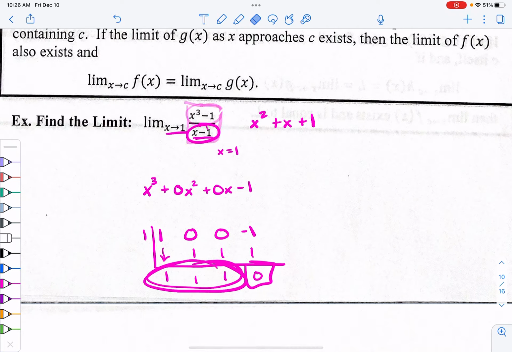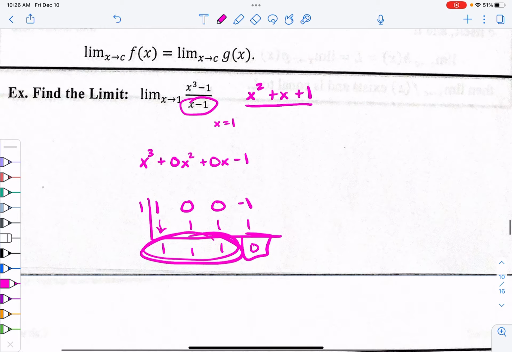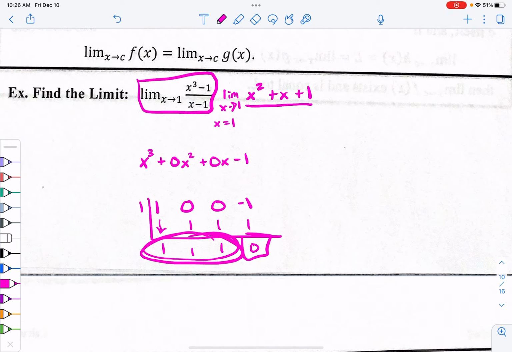So what happens is when I have this function here, if I divide it out, it actually ends up coming out to be like that. So this will end up giving me the function without the hole. It basically gets rid of that hole for me, and I don't have it anymore. So evaluating this limit is the same as evaluating this limit.